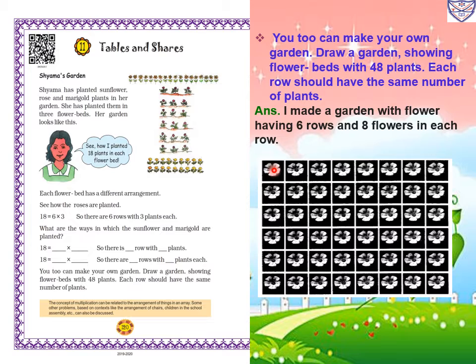So how many rows? 1, 2, 3, 4, 5, 6. In each row how many flowers are there? 1, 2, 3, 4, 5, 6, 7, 8. So 6 8s are 48 plants in our flower bed.